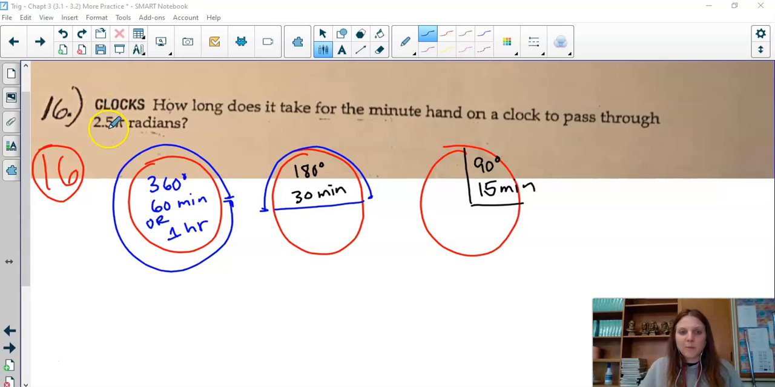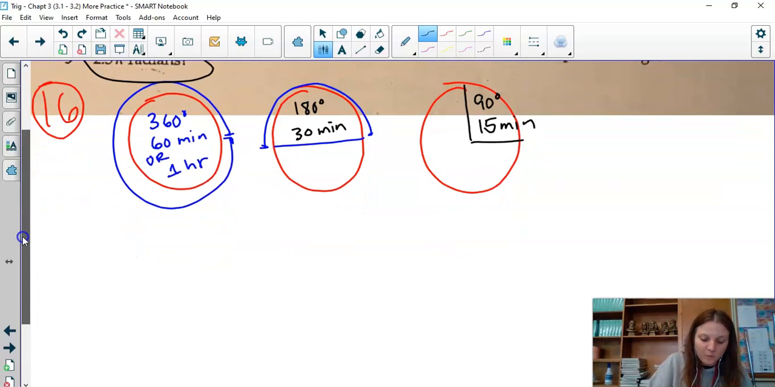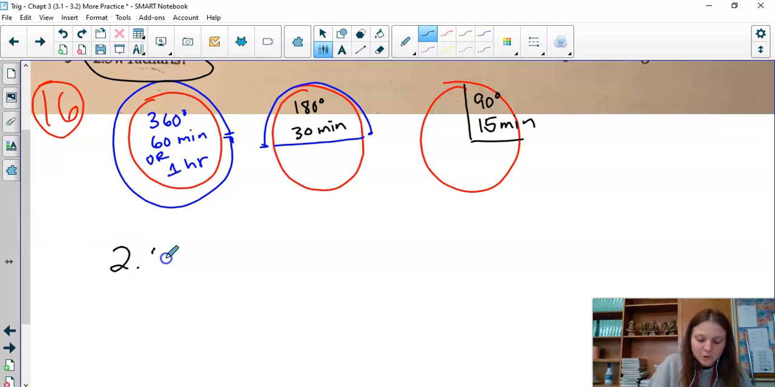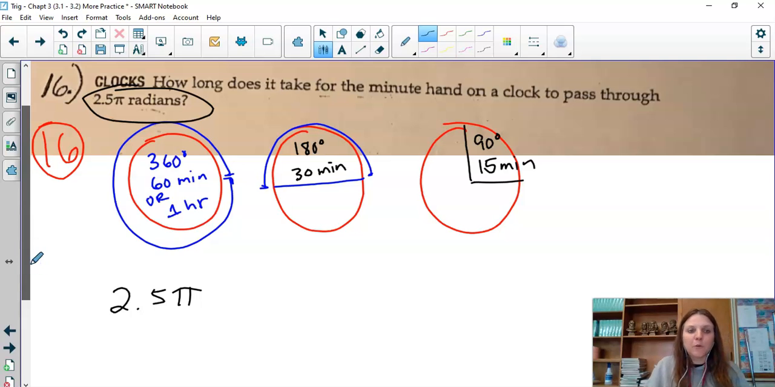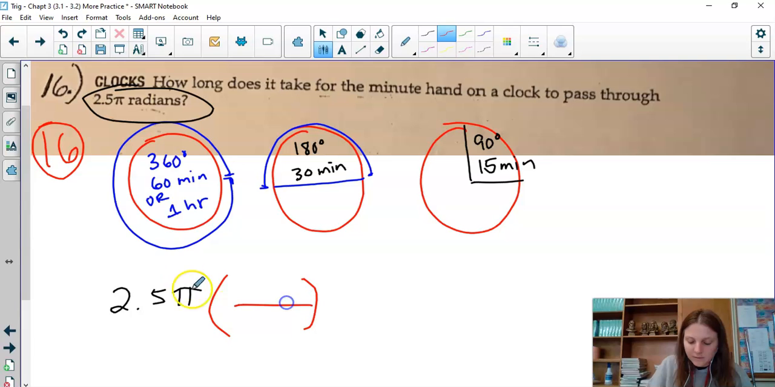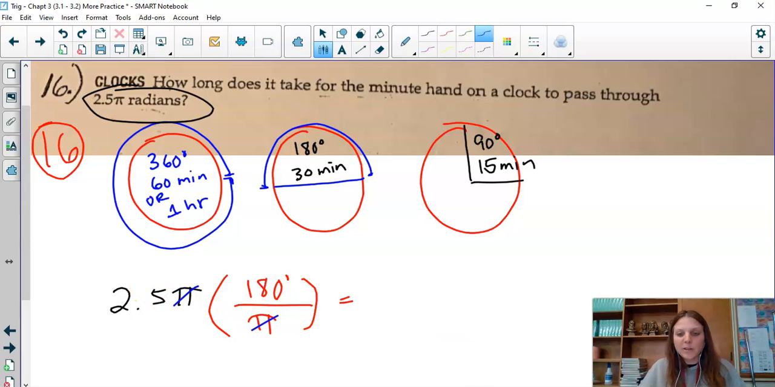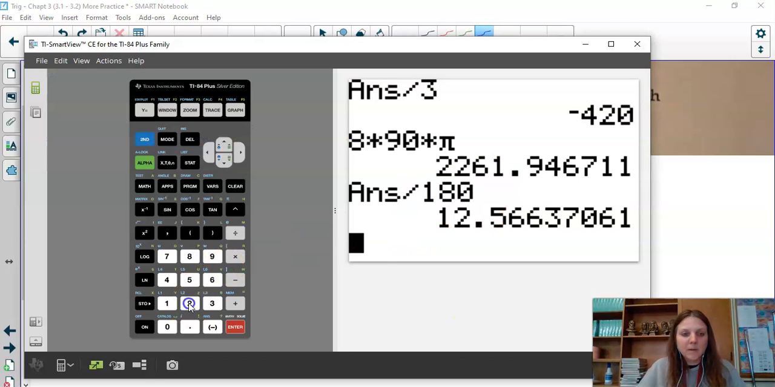So now what I'm going to do is I want to figure out how many degrees I'm working with for number 16. It says 2.5 pi radians, but it would be much more helpful if I knew what that was in degrees. So I'm going to change it. I want to get rid of the pi, and I want to change it into degrees. So I write it with the pi at the bottom and the degrees at the top. I'm going to multiply 2.5 times 180.